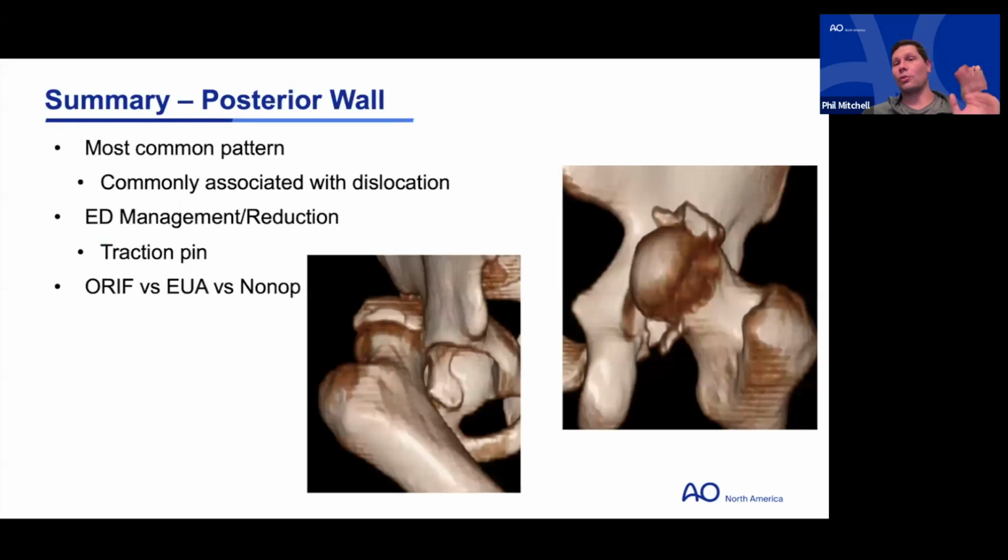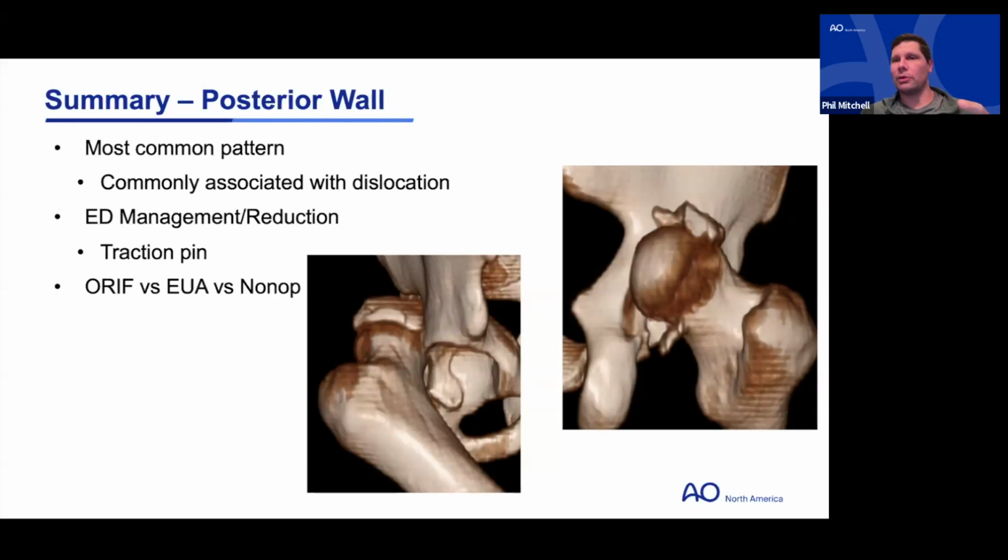So in summary, posterior wall is the most common pattern, 55 to 60%. So as a resident, this is what you're going to see most commonly. It's commonly associated with dislocation, mostly a posterior dislocation. We talked a little bit about how to manage it in the ER, some reduction techniques. Nobody here does Captain Morgan, but we have some who stand on the bed, some who shift to the side of the bed, but you'll see different ways that residents do it, and you may find that one way works best for you for whatever reason. And then we talked a little bit about why to fix, when to just examine under anesthesia, and when maybe non-operative care should be entertained.